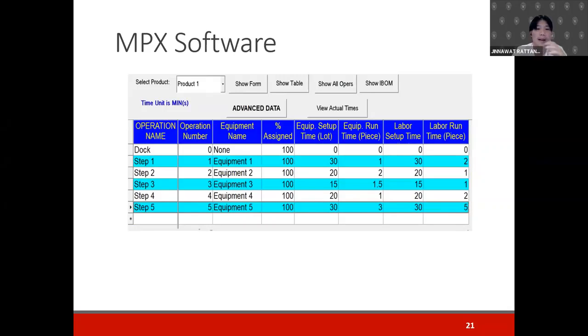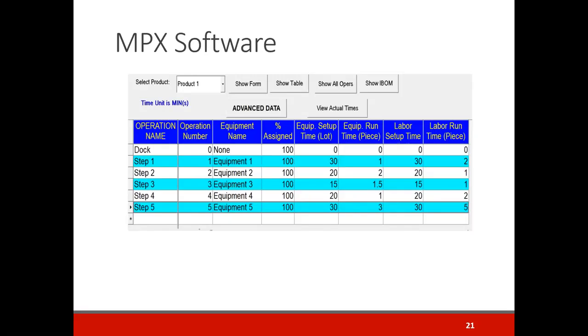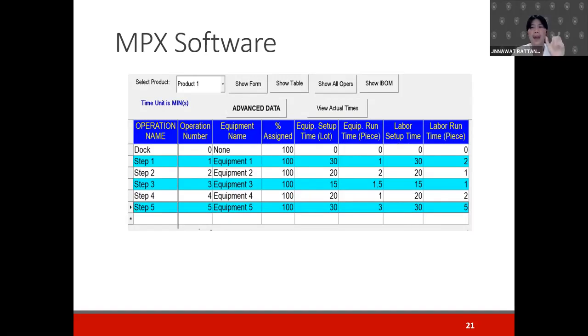Next is the steps of operation. First, we put the dock, which receives the resources. Then the steps: we put the packing, the filling, and the mixing processes, and we put the equipment working on each process inside, and it will calculate for us. We also put in the lot size and the piece run time, and it will calculate how much utilization goes to the worker as well as the machine.